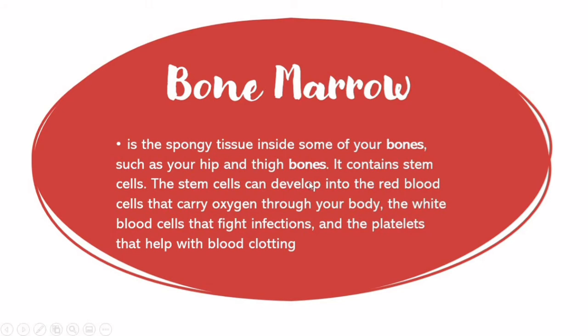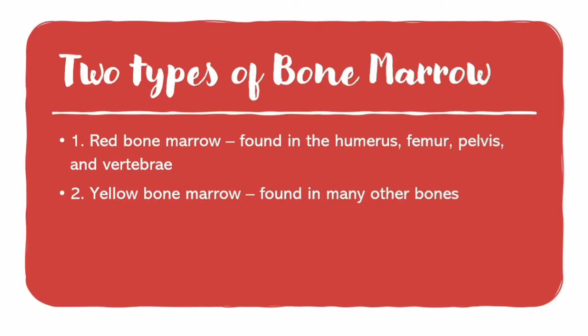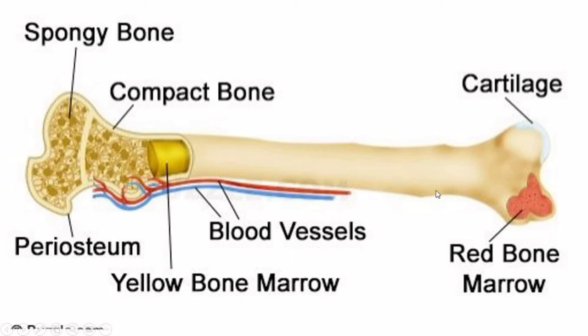Bone marrow. The bone marrow is the spongy tissue inside some of your bones, such as your hip and thigh bones. It contains stem cells, and the stem cells can develop into the red blood cells that carry oxygen throughout your body, the white blood cells that fight infections, and the platelets that help with blood clotting. There are 2 types of bone marrow, the red bone marrow and the yellow bone marrow. Red bone marrow is found in the humerus, femur, pelvis, and vertebrae, while yellow bone marrow is found in many other bones. So this is the picture of yellow bone marrow and the red bone marrow.